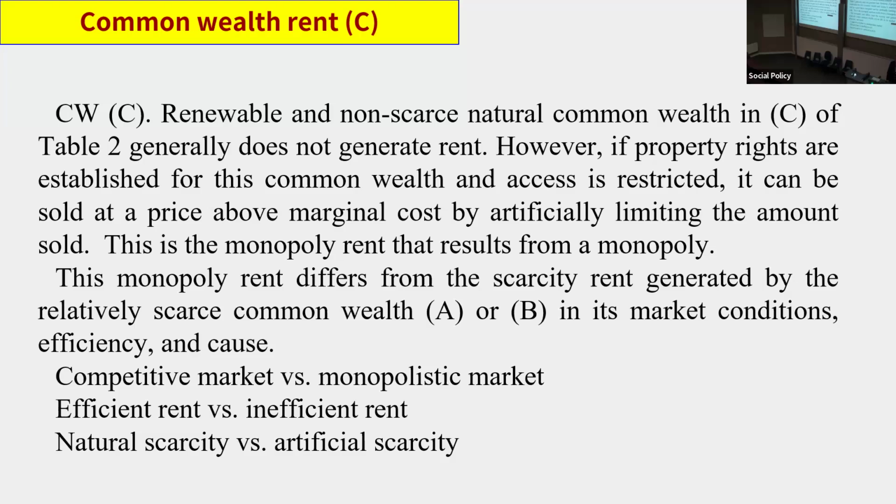This monopoly rent differs from the scarcity rent generated by the relatively scarce Commonwealth A or B in its market conditions, efficiency, and cost. Scarcity rent is generated in a competitive market, but monopoly rent only in a monopolistic market. And the scarcity rent is efficient, but monopoly rent is inefficient. So one is from natural scarcity, and the other is artificial scarcity.